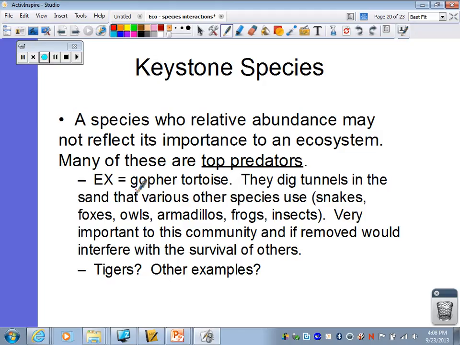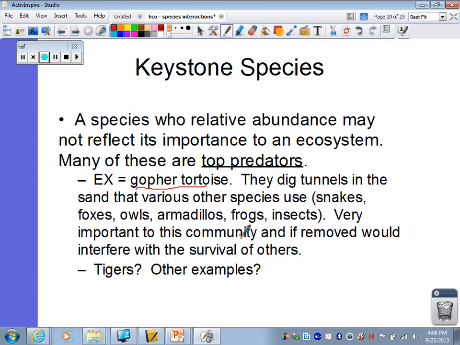Another good example would be a gopher tortoise. And it says they're what we would call an ecosystem engineer because they build and they do really important stuff for the ecosystem that affects a lot of others. So what they do is they dig tunnels in the sand that lots of other species use for various reasons. For shelter, for protection, for laying their eggs, what have you, but a lot of species use these tunnels that the tortoises dig. Snakes, foxes, owls, armadillos, frogs, insects, they all use them. They're very important to the community, and if removed, they would interfere with the survival of all these other species.